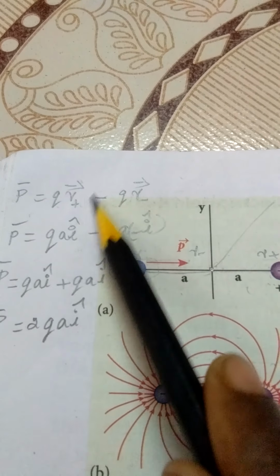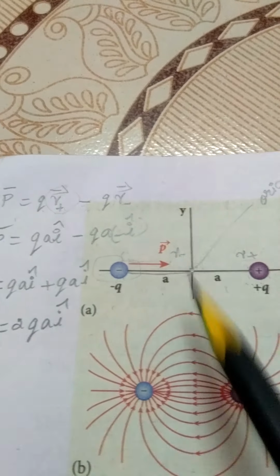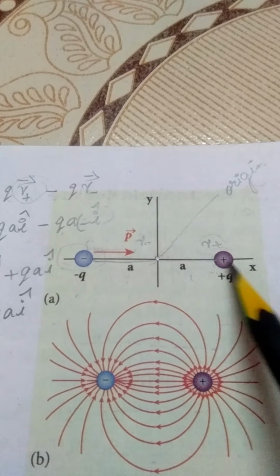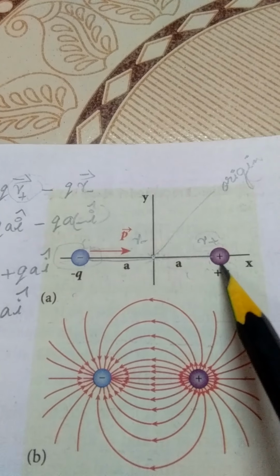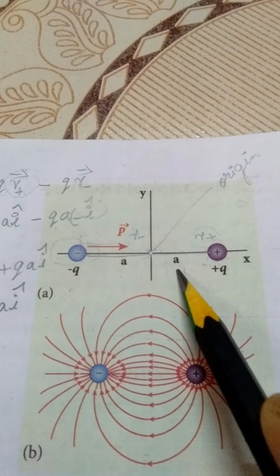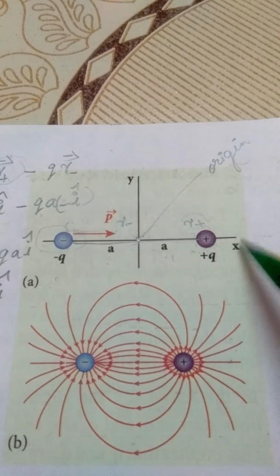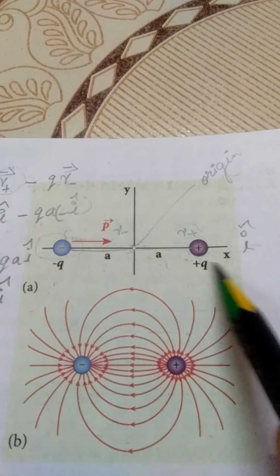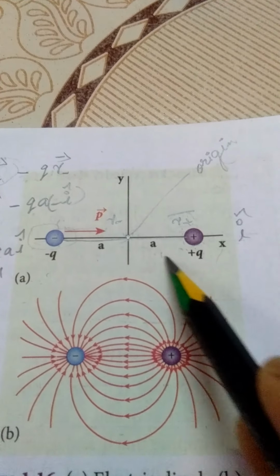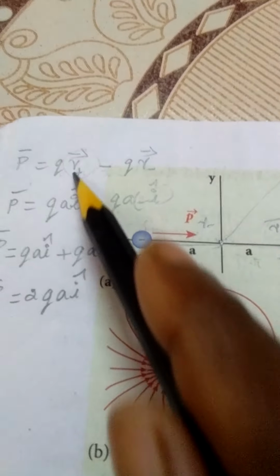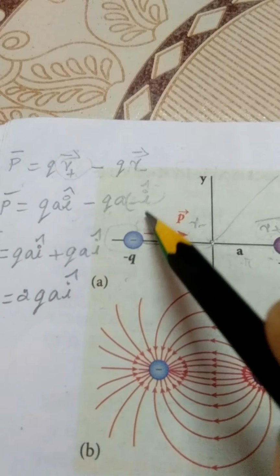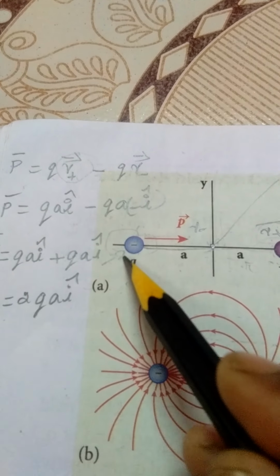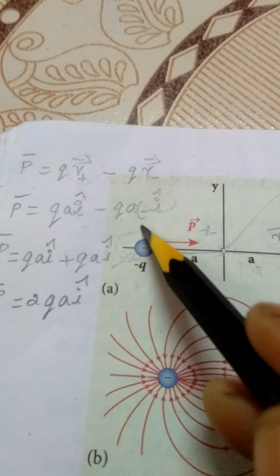Okay, so in the R vector, the positive vector, you see that the distance from the origin to the plus Q charge is A, and its coordinate is A i cap. So for the R plus vector we are taking A into i cap vector, and we substitute that. The same is true for R minus, which is minus A i vector, because it lies on the minus x axis. That's why we are taking minus i cap.